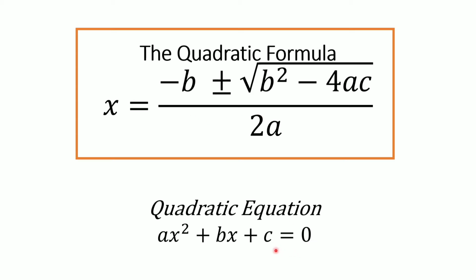Remember that the quadratic equation should be in standard form: ax squared plus bx plus c equals 0, where every term is on one side of the equation and then equal to 0.